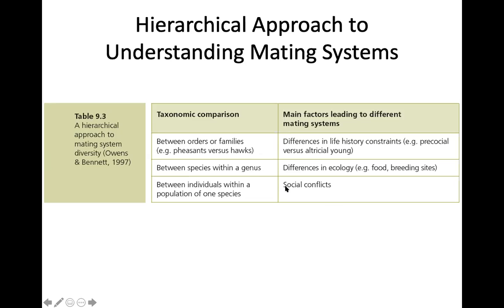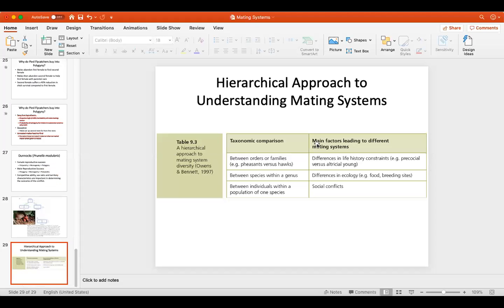How do social conflicts influence mating systems? How do differences in ecology influence mating systems? How do differences in life history constraints influence mating systems? And that is mating systems.